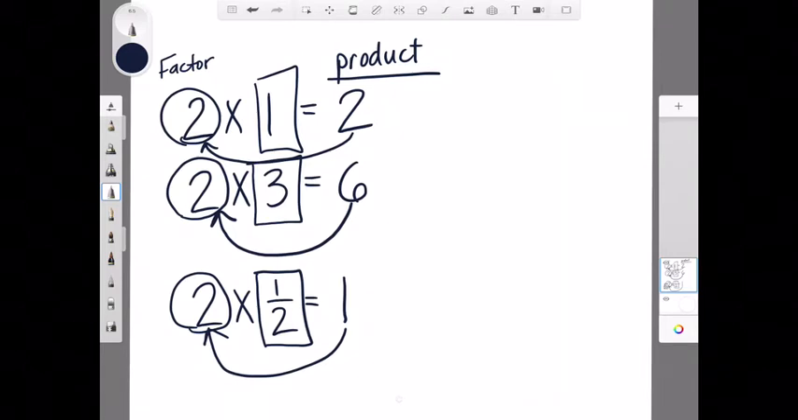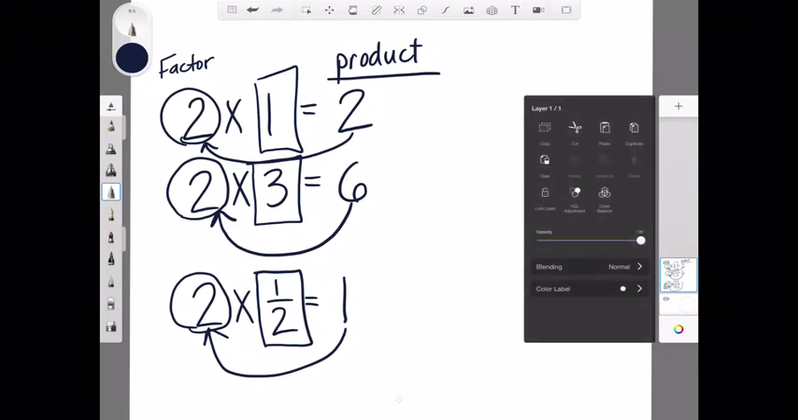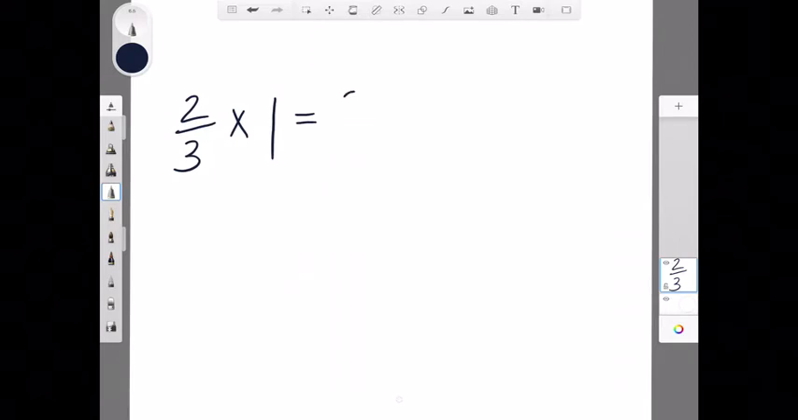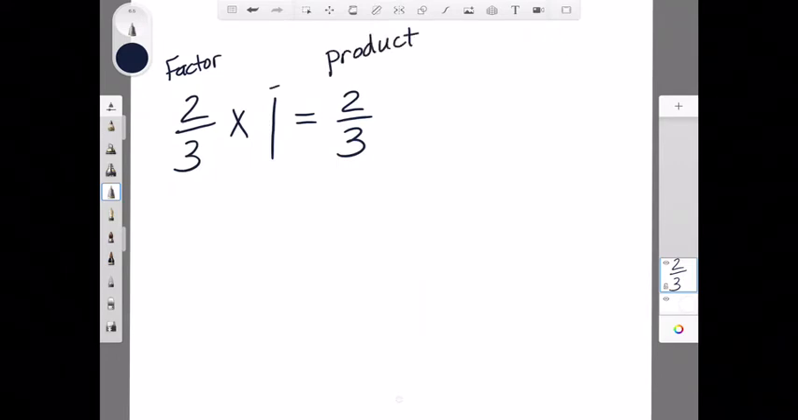Okay, now we're going to take a look at how this looks with fractions. Let me clear this one off. Okay, so for example, let's start with 2/3. If we take 2/3 and we multiply that by 1, we will end up with 2/3. Again, here's our factor that we start with. This is the product.